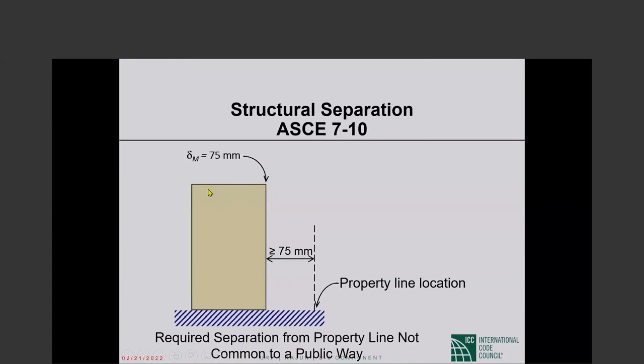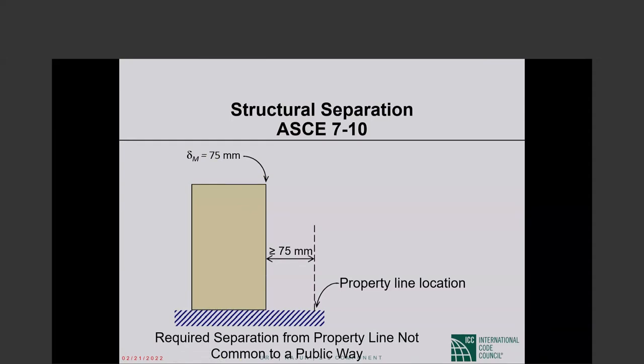Previously we were talking about the shorter building and a taller building on the same property. But if there is a property line between the two buildings, this building belongs to one owner and the taller building belongs to another owner, then this building must be set back by the delta sub M displacement at the roof, which is 75 millimeters in our case, from the property line. The adjoining building also has to be set back by the roof displacement, which would be, what did we say, 150 millimeters from the property line. And then the gap between the two would be 225 millimeters.